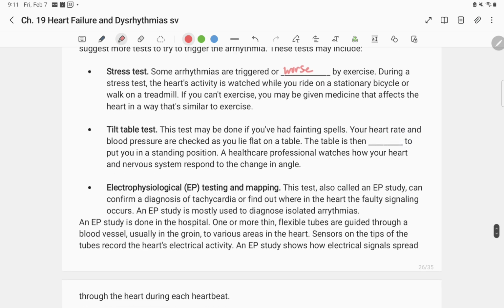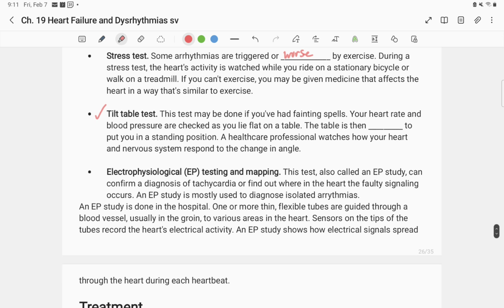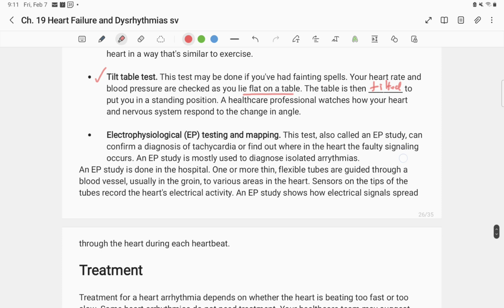A tilt table test. I actually have one of these in my office. It's mechanical, so it mechanically brings you up and down. One thing you're looking for is as the table's coming up, the heart rate and blood pressure change as you lie flat on the table, and then the table is tilted up to a standing position. And that one you have to be careful, because once you bring them up to a standing position, if they're going to pass out, you need to be ready for that. You do not want them to fall and hit anything.